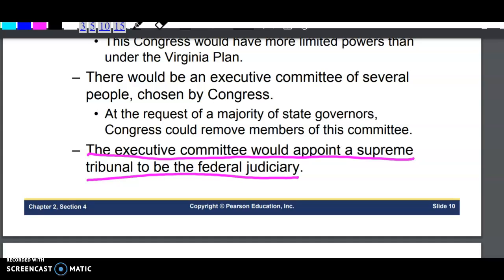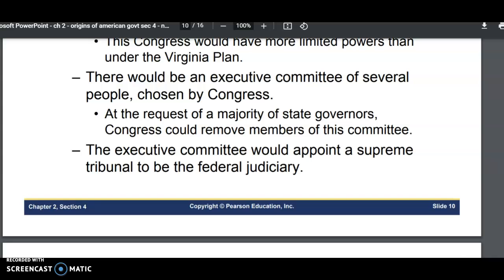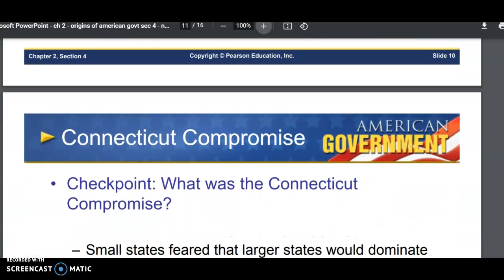Kind of like what we do today, the executive branch does appoint the Supreme Court justices, but this is different. They wanted a supreme tribunal to be the federal judiciary, and that this executive committee would elect, nominate, or appoint them, instead of just one person as we have today, with the president appointing them and then the Congress confirming that person.